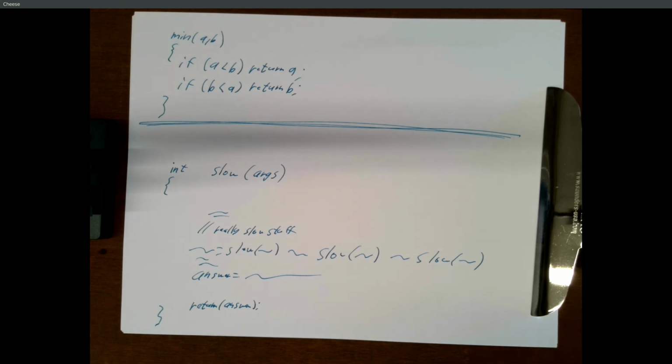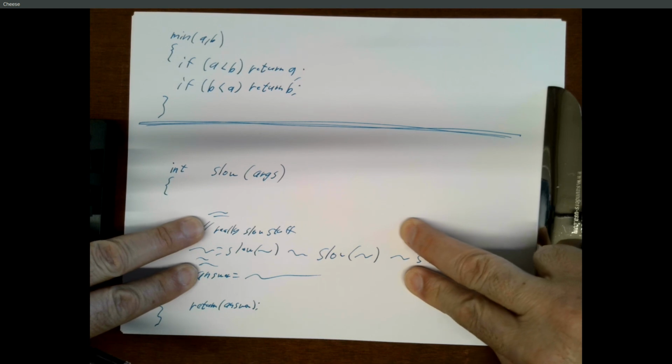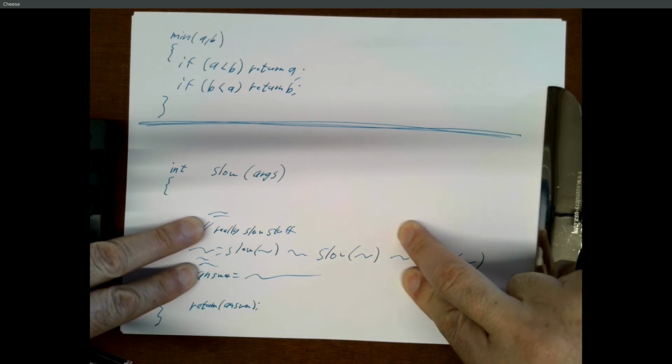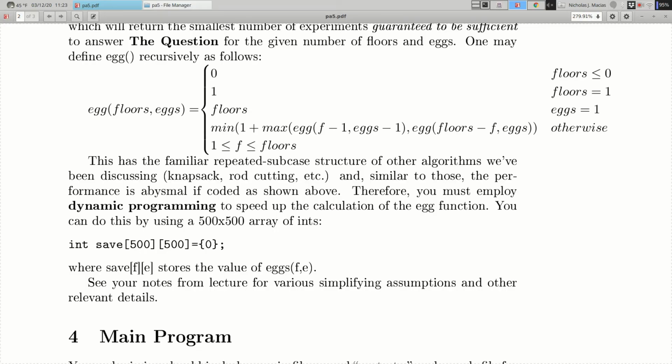So here's the thing. If you want to add dynamic programming to this, if you want to speed it up by eliminating repeated recursive calls to cases you've already solved, don't change any of this. Okay, all of this should stay exactly the same. And some of the PA5s I saw started taking this and changing it with, if save is not equal to 0, then do save[f-1][eggs-1], etc., etc. Don't monkey with that stuff, okay?